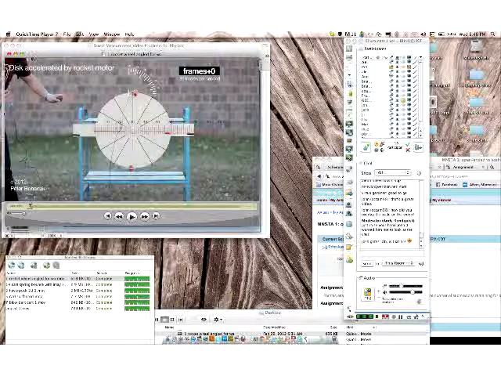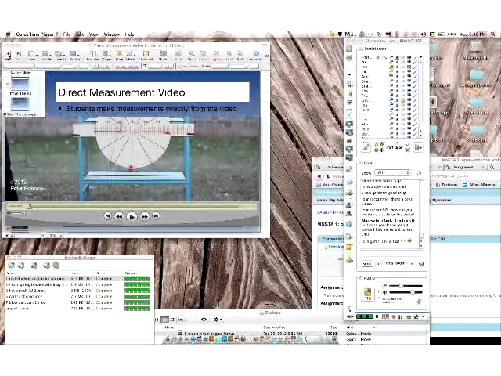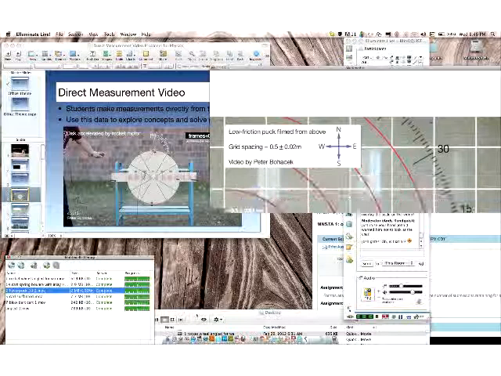So that's the basic idea. That's the first example that just sort of gives you the idea. And what I'd like to do is show you some of the variety of videos that I've made and some of the different ways in which we use them. So I'm going to close this one and bring up the next one, and bring it up in two places, the same way we did.